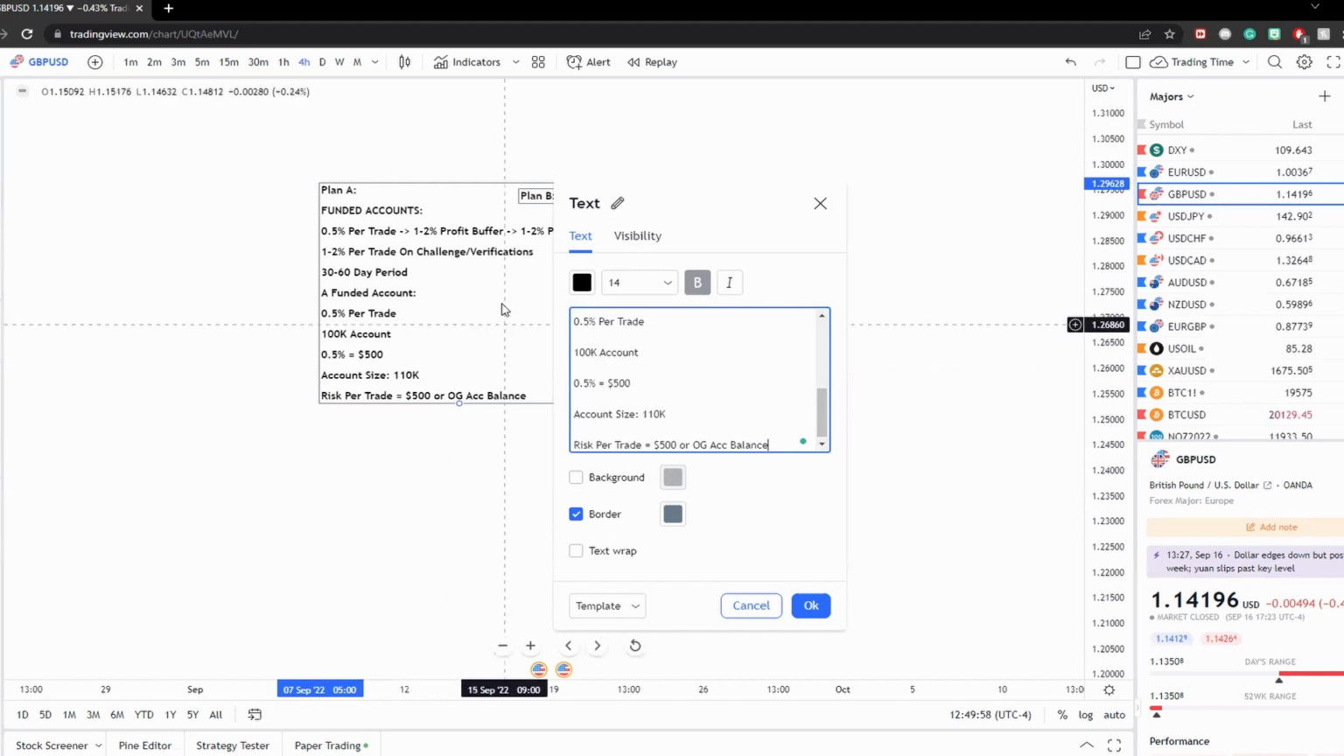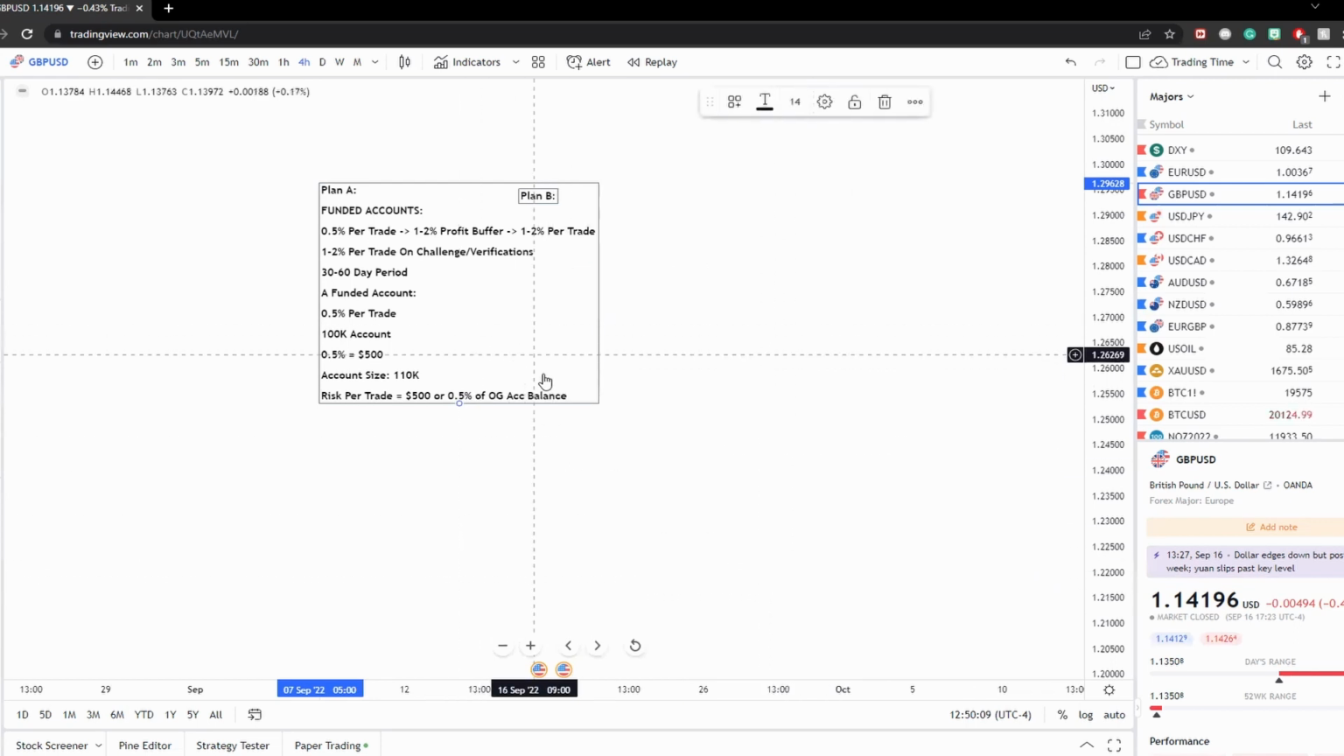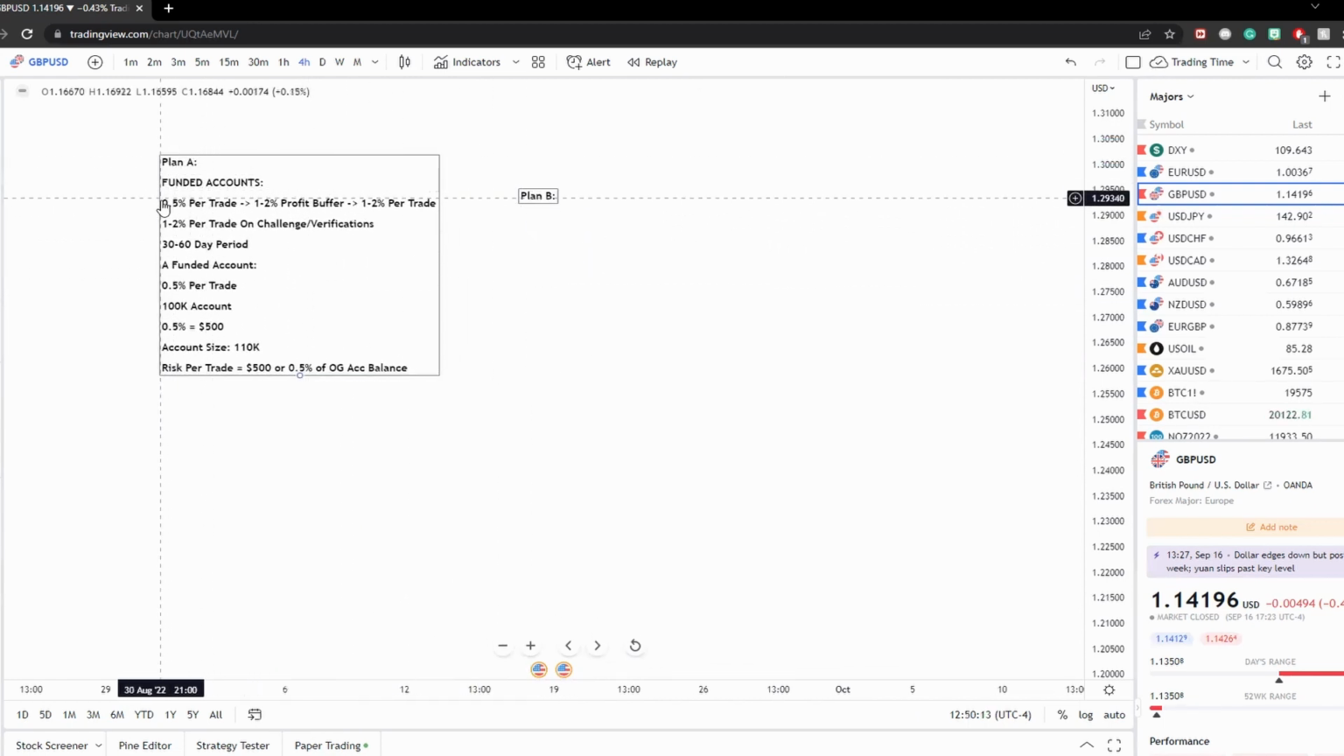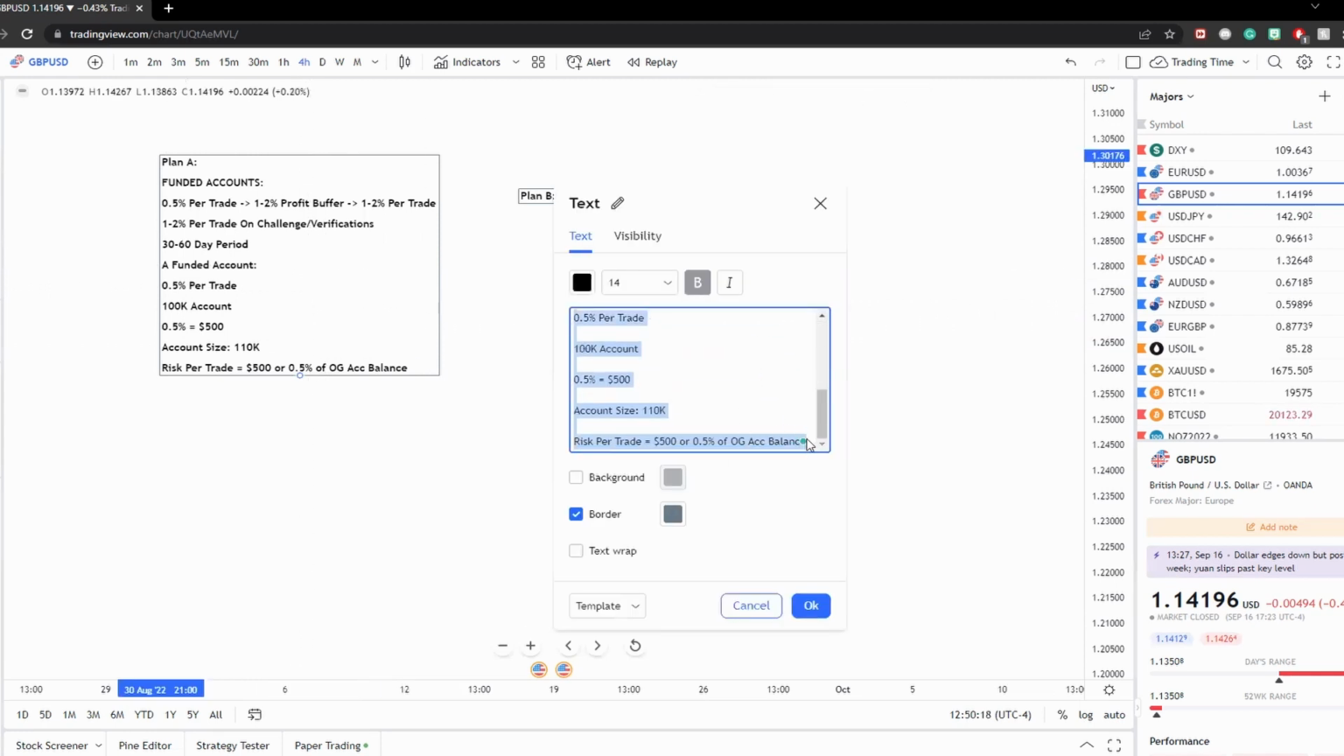So this is the plan A that I usually do: 0.5% of OG account balance. OG basically means original. So that's funded accounts, this is how I do it. Oh, I forgot to add personal accounts, my bad.